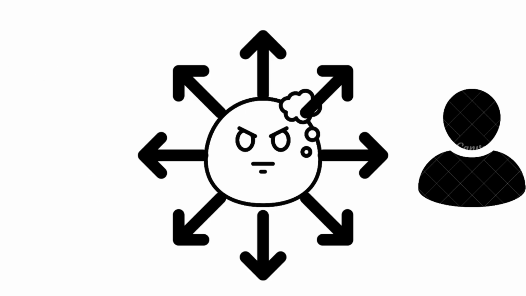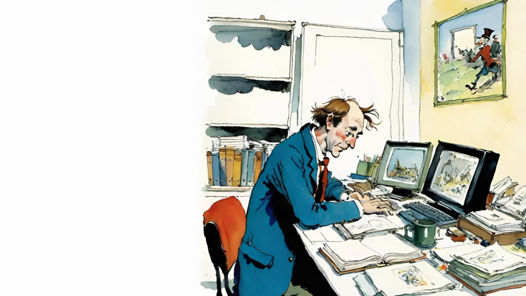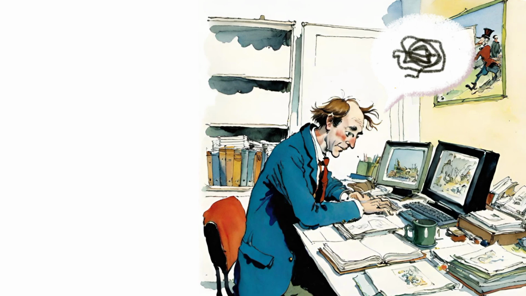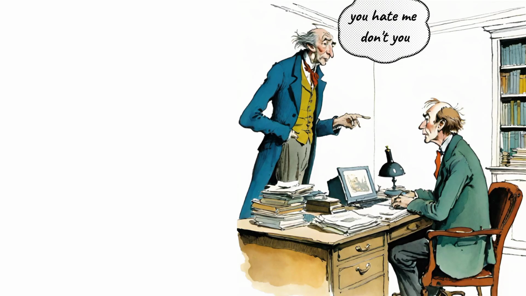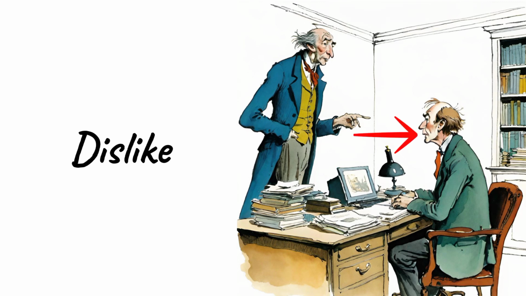Projection. This involves attributing one's own undesirable thoughts, feelings, or impulses to another person. It serves to externalize what is internally unacceptable. Example: if someone feels a strong dislike for a colleague, they might instead believe that the colleague dislikes them. This way, the uncomfortable feeling of dislike is projected onto the other person.